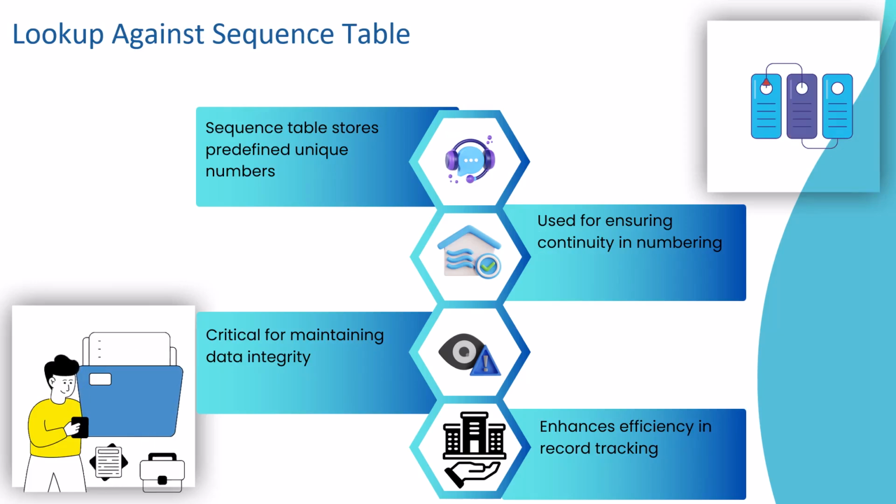Sequence tables are like the librarians of database numbering, keeping everything in perfect order. They store predefined numbers, ensuring there's no confusion. Need continuity? These tables have got your back. Data integrity stays intact, and record tracking becomes a breeze. Think of it like organizing your closet. Everything has its place and nothing goes missing.